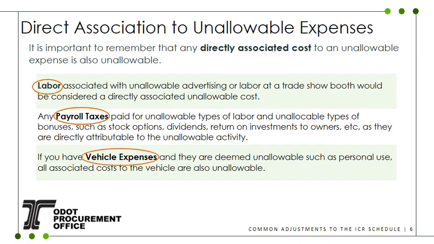If you have vehicle expenses and they are deemed unallowable, such as personal use, all associated costs to the vehicle are also unallowable. This will include any insurance, depreciation, fuel, repairs, and maintenance costs associated with that unallowable activity or use.